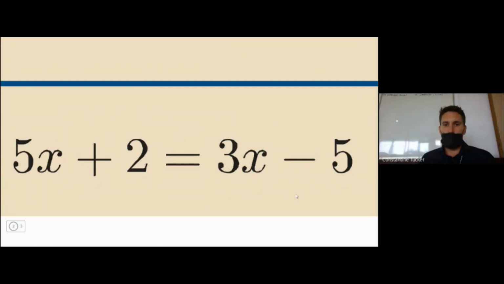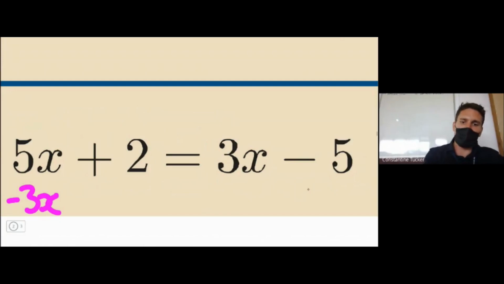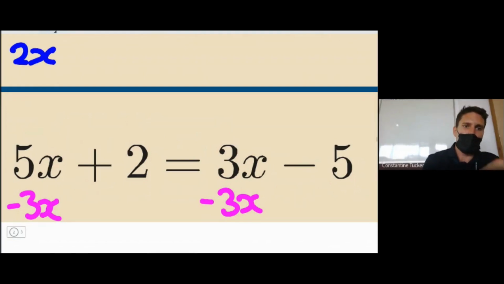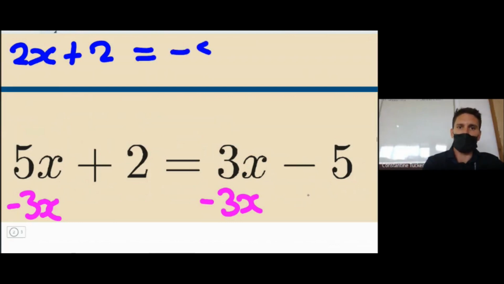How can we get all the x's on one side? Minus 3x. Excellent. We're going to take away 3x from both sides. So I'm going to write it underneath. If we take away 3x from the left and we take away 3x from the right, we basically end up with 2x on the left plus 2 is equal to minus 5.